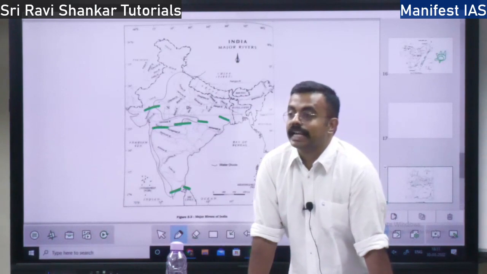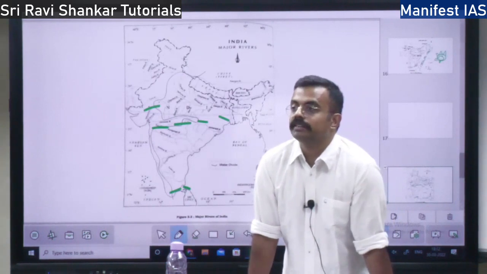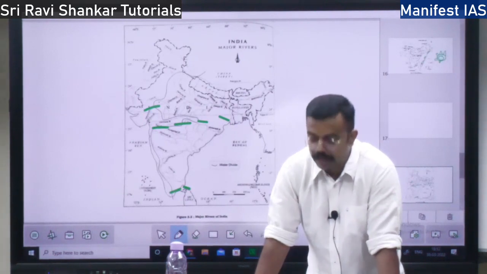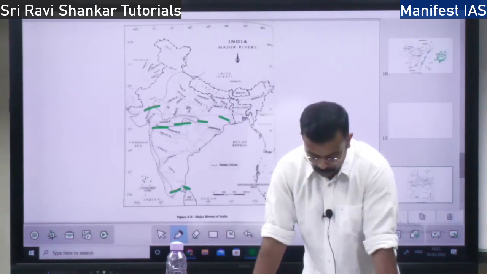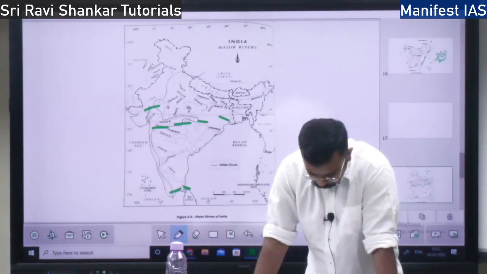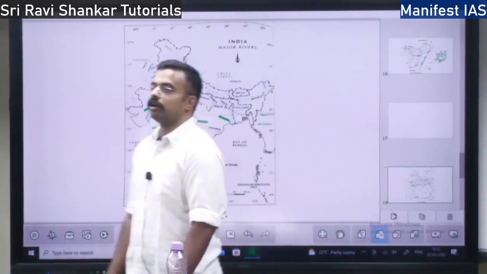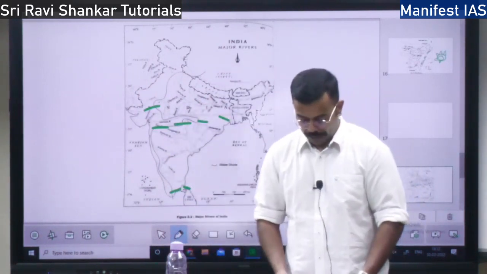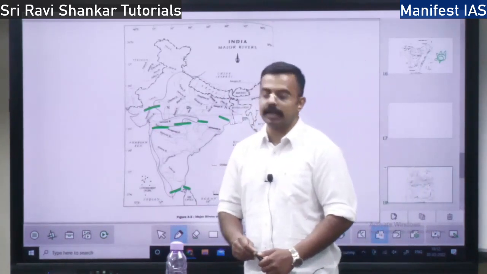What is the Western Ghats called along the boundary? It is called the Sahyadris in Maharashtra. What is it called in Karnataka and Tamil Nadu? It is called the Nilgiris. And in Kerala it is called the Cardamom Hills or the Annamalai. Annamalai, not the police officer, the mountain. In the Annamalai Hills, you have one place called Anaimudi. It is the tallest peak in South India, at a height of 2.7 kilometers, right?